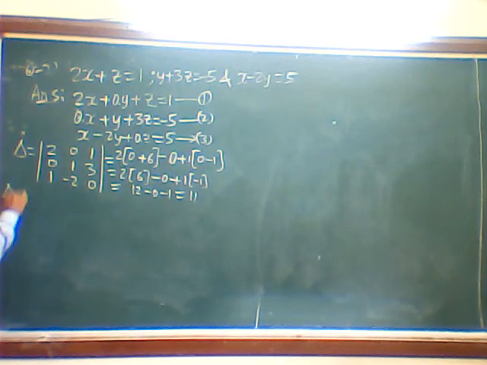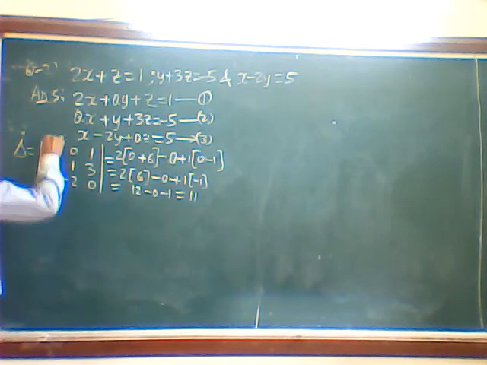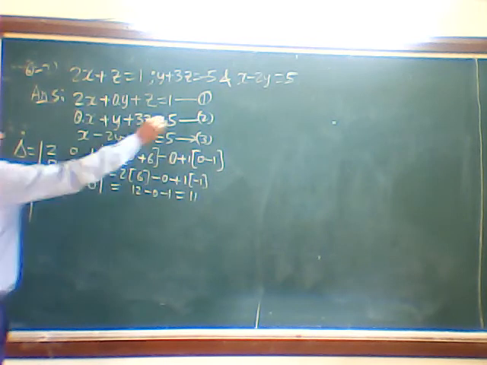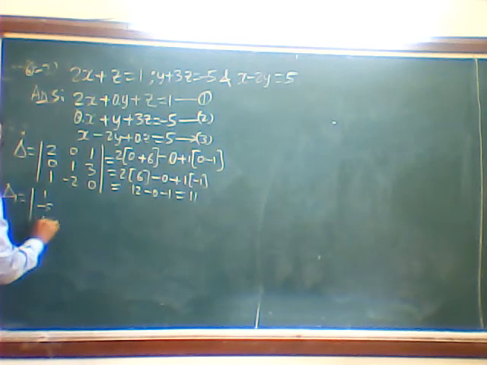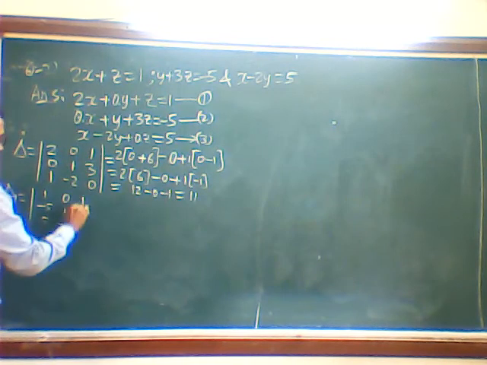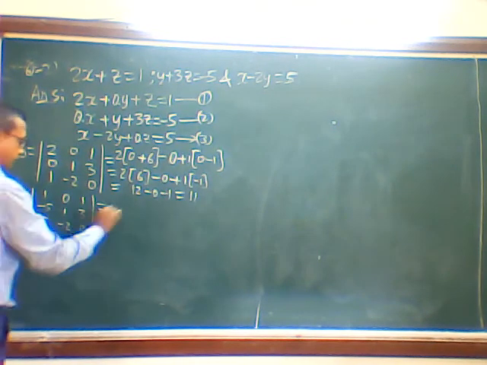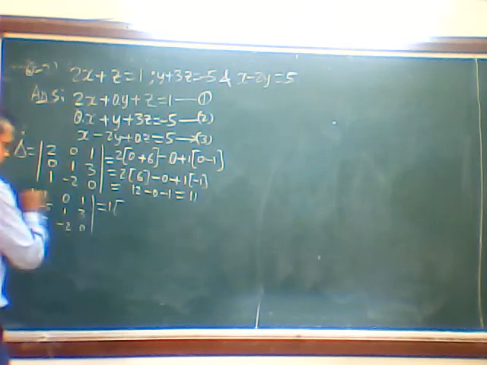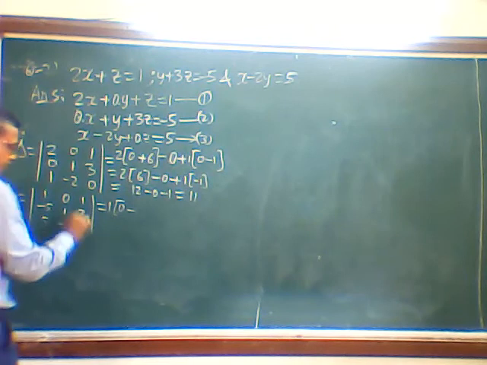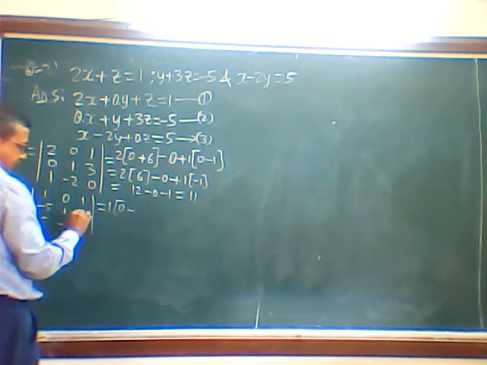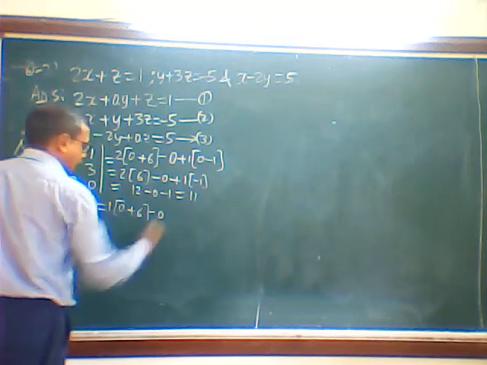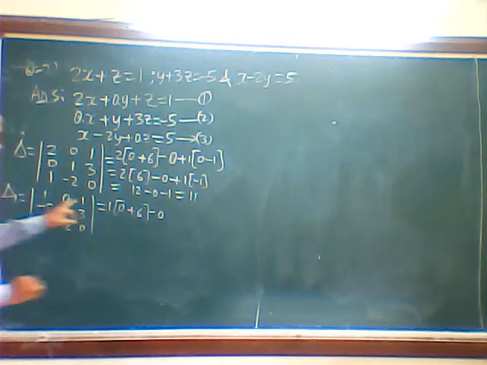Now you find out delta 1. Delta 1 will be what? In delta, the first column will be replaced by the constants 1, minus 5, 5. Next 0, 1, minus 2. 1, 3, 0 is equal to. Again, first row, first column is deleted. 1 into 0, 0. Minus, and minus 2 into 3 is minus 6, minus plus 6. Then this is 0 only. I'll come here, plus 1.